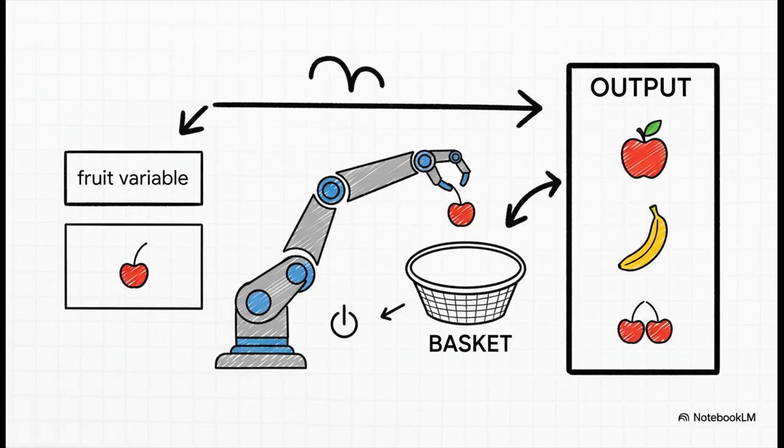And finally, the loop does the exact same thing for the last item, cherry. After that's printed, the loop looks at the list, sees there's nothing left, and just stops. That's it. It's a super simple, clean, and totally automated way to work through a bunch of items.